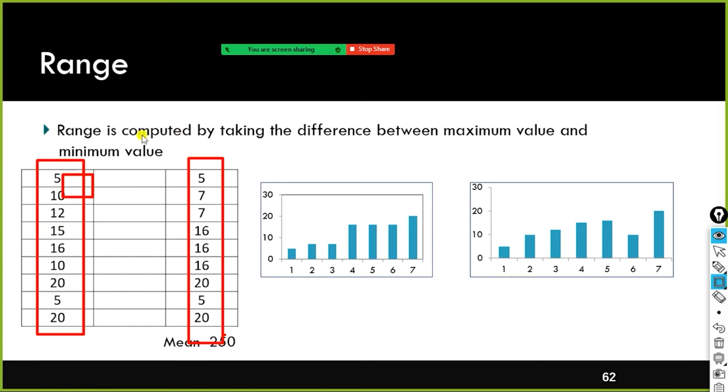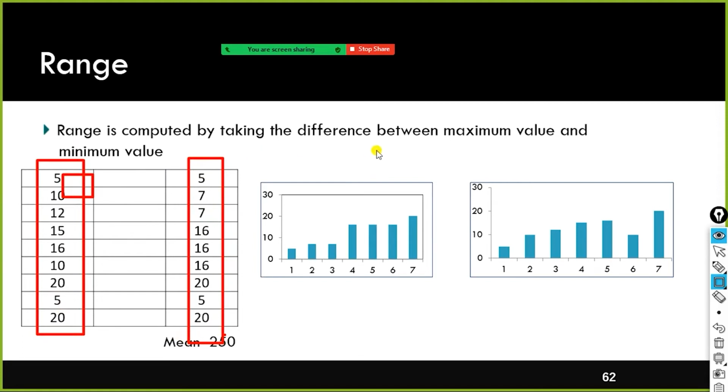But if you find out the range, how do you find out the range? You need to subtract the minimum value from the maximum value. What is the maximum value here? 20. The minimum value is 5. 20 minus 5 is 15. That is the range. But here also the range is 15 only.